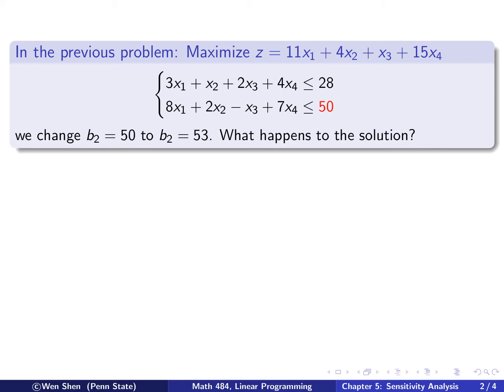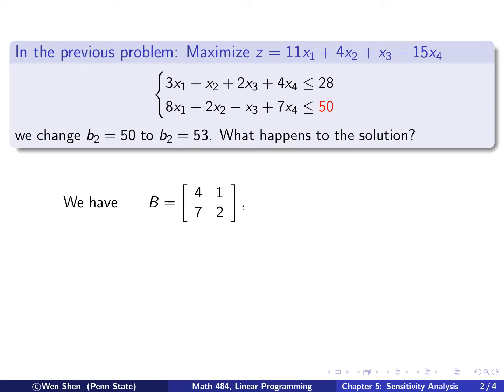Let's take a look at an example. We have this problem. It's a max form, an objective function, and 2 constraints. I highlight this 50 in red because that is the one we're going to change. If we want to change 50 to 53 for this B2, what happens to the solution?